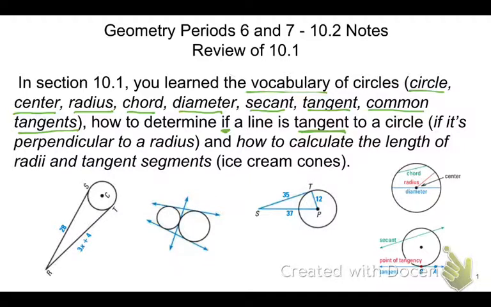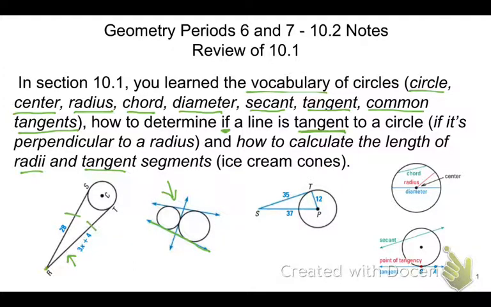And we also learned how to calculate the length of radii and tangent segments, and we had that ice cream cone theorem. So here we have the ice cream cone theorem, which says that when you have this point here that's outside the circle and you have two tangents from that point to the circle, then those tangents are going to be equal to each other. So if we needed to find x, we would set 3x plus 4 equal to 28 and solve for x.